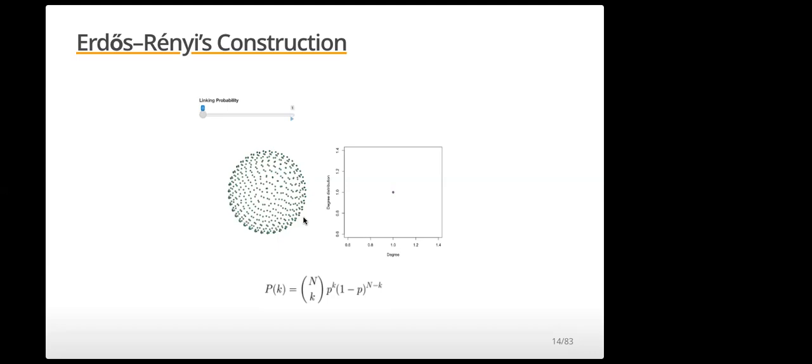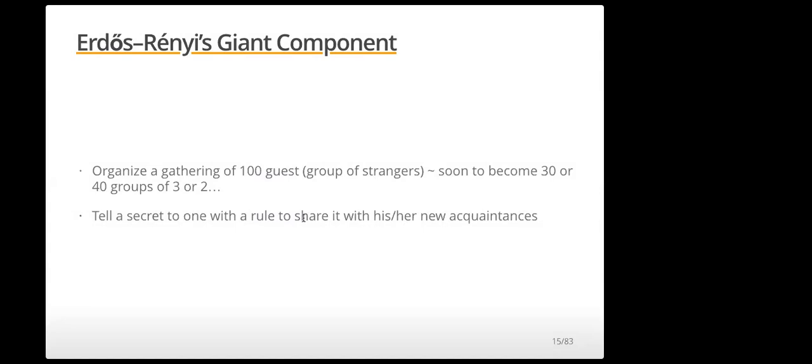Okay, there is no way of preferring a node over the other. So links are just thrown among the individuals, and we form a network. So what kind of questions can this construction now start answering? Let's start with what we call the giant component.